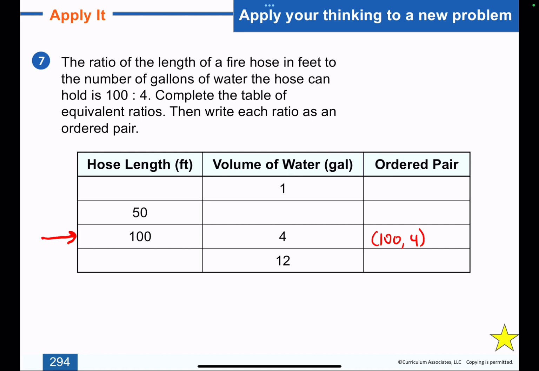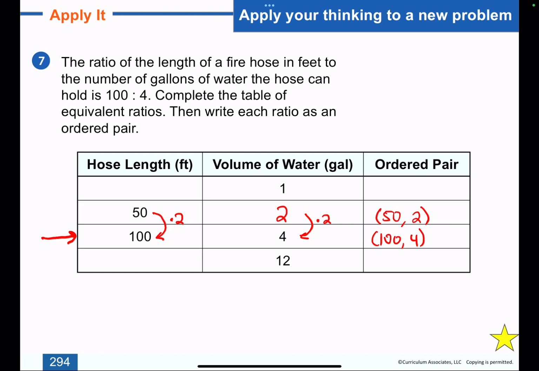The easiest one here probably, maybe here. We know that to go from 50 to 100 we multiply by 2. So we had to multiply by 2 to go this way, right? So 2 times what is going to be 4? Well, this would have to be 2 then, right? So a 50 length hose can hold 2 gallons of water. So that is a 50 to 2 ratio.